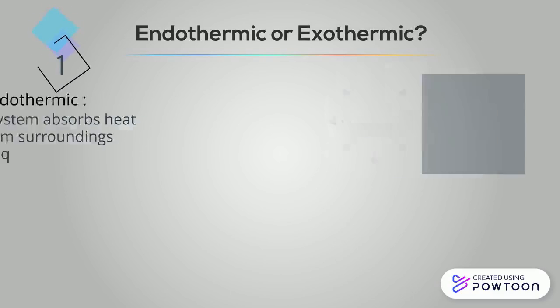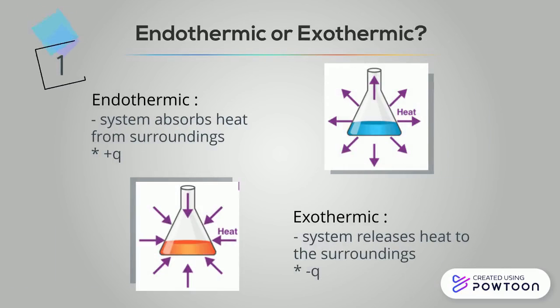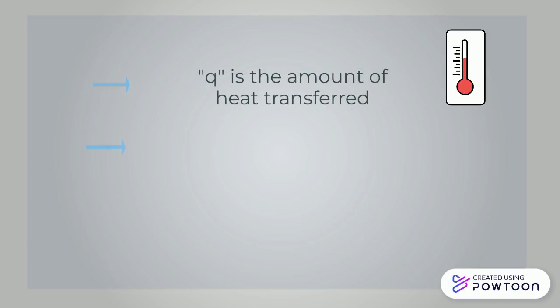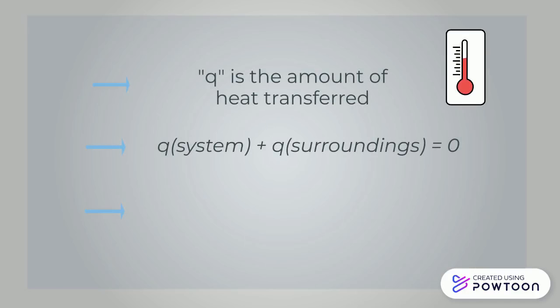You can discover if a process is endothermic or exothermic, meaning does the system release heat or does it absorb heat from the surroundings. If it's endothermic, then Q is positive. If it is exothermic, then Q is negative. Q is the amount of heat transferred between the system and the surroundings. The heat absorbed by one and released by the other should be equal in magnitude but opposite in sign.